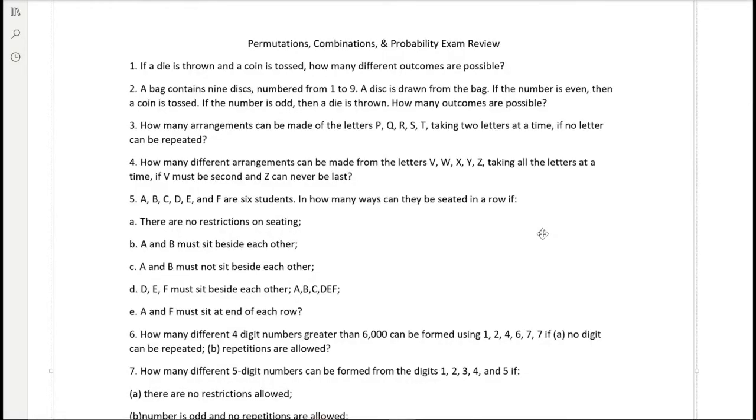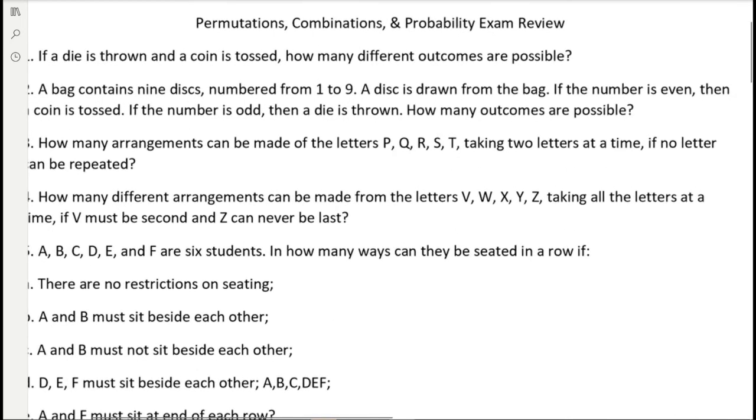Today we're going to be going over counting methods and probability. There are a bunch of exam review questions that we're going to discuss. There are about 16 questions on various counting methods such as permutations, combinations, and the multiplication counting principle, as well as probability. So let's go ahead and get started.